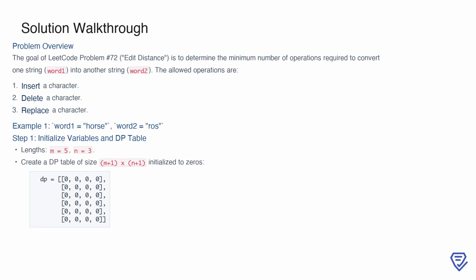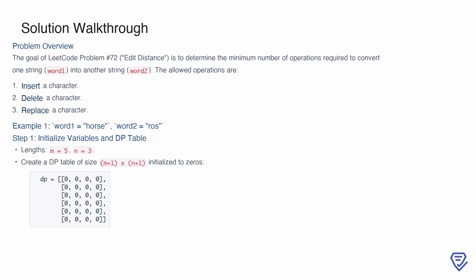programming. In this problem, we're tasked with finding the minimum number of operations required to convert one string, word1, into another string, word2. The allowed operations are inserting a character, deleting a character, or replacing a character. To solve this, we use a dynamic programming approach.